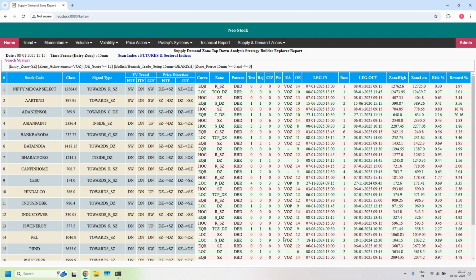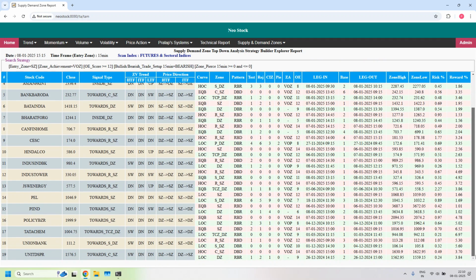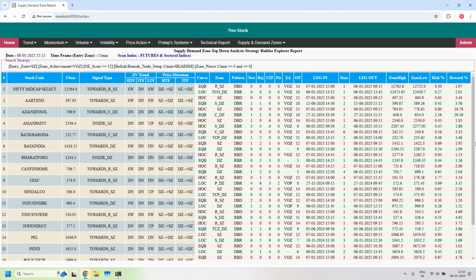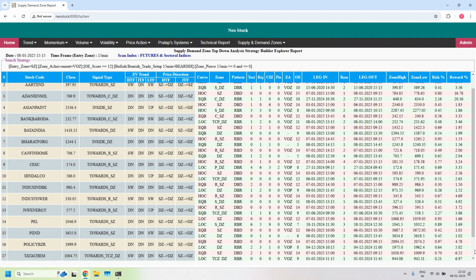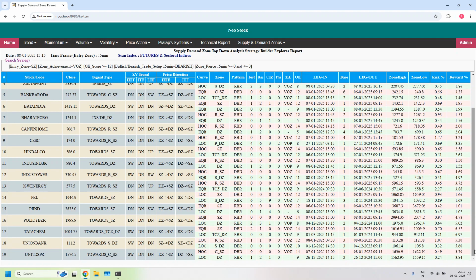Let's filter the stocks. So in total we got 19 stocks. First 15 stocks are supporting the bearish trade setup for daily income trade. I am scrolling the list down. So a total of 19 stocks are filtered. Bearish trade setup, daily income trade, and the entry time frame zones are 15 minute supply zones.